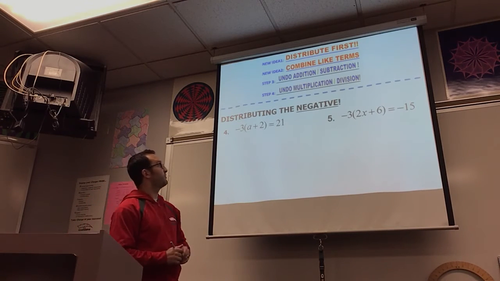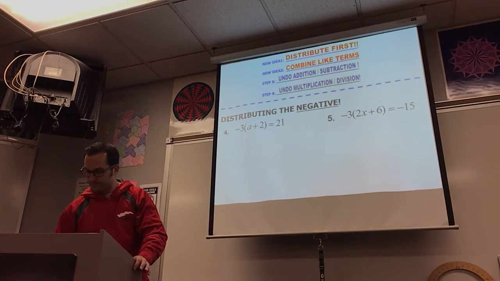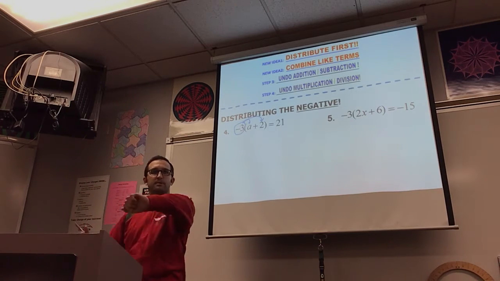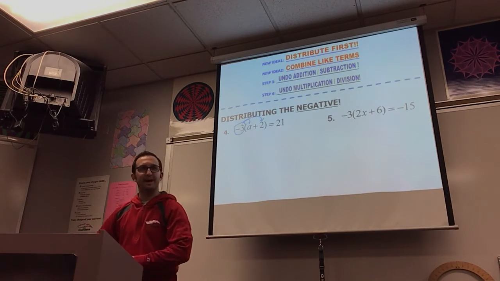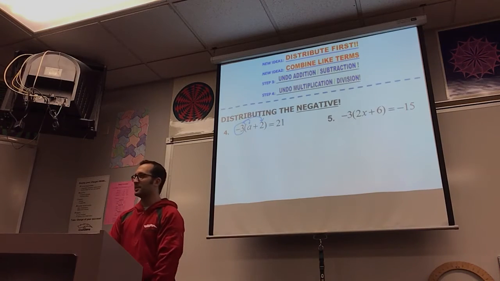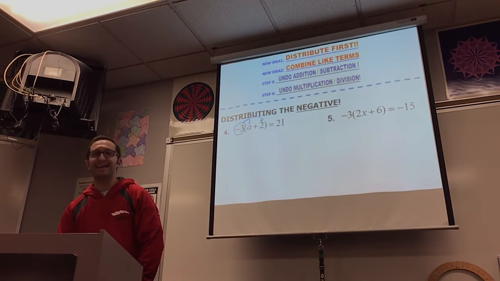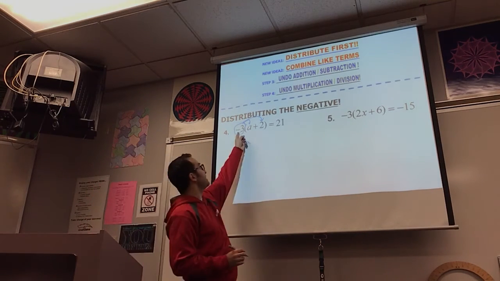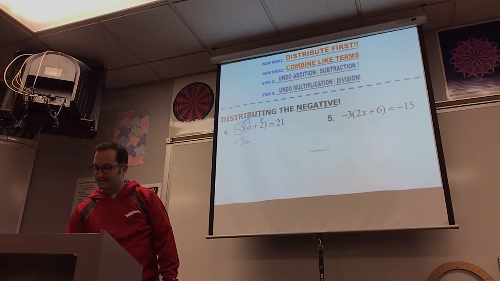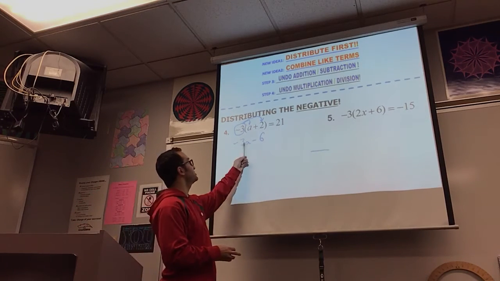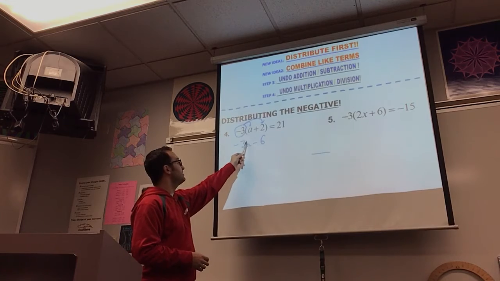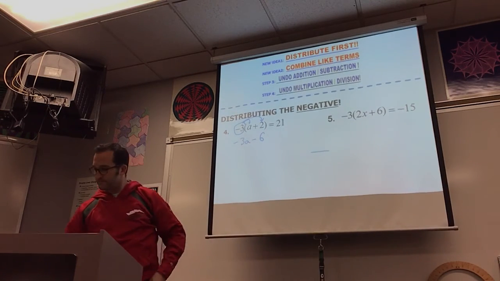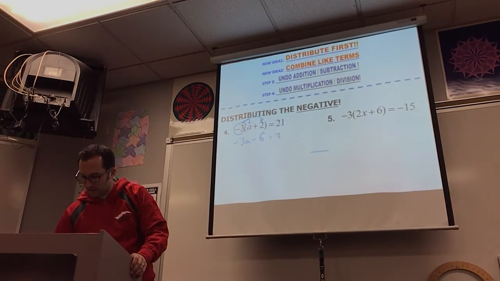So when we do number 4 together, we distribute the entire negative 3. Circle the variable. And so I get negative 3a. Undo addition, subtraction. And what's negative 3 times positive 2? Negative 6. Notice how both things change signs, right? This was positive, now it's negative. This was positive, now it's negative. And then equals 21.